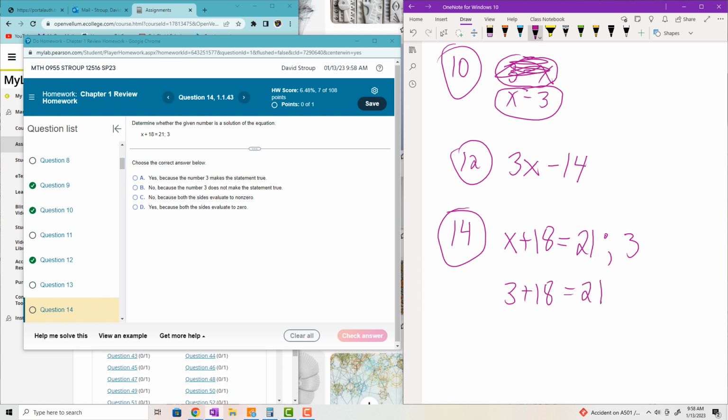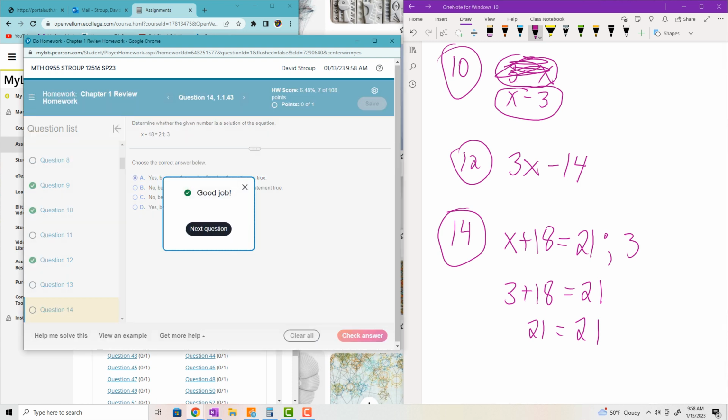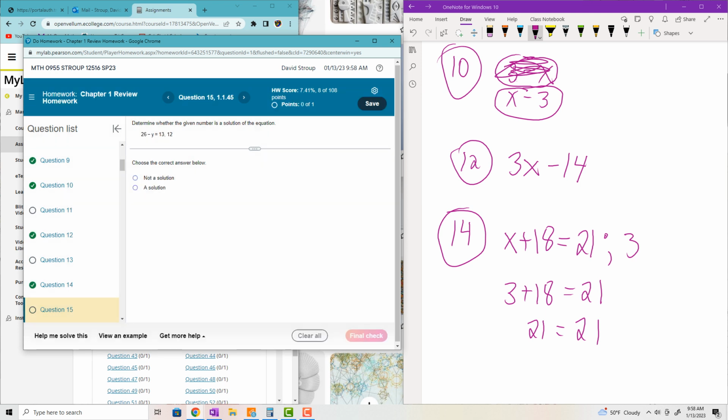And what you're looking for is to simplify both sides. On the right, it's already simplified, but you're going to simplify on the left, and you'll have 21. And if both sides are the same, you're going to say that the number 3 is a solution to the equation. So here, yes, because the number 3 makes the statement true, and so on and so forth.